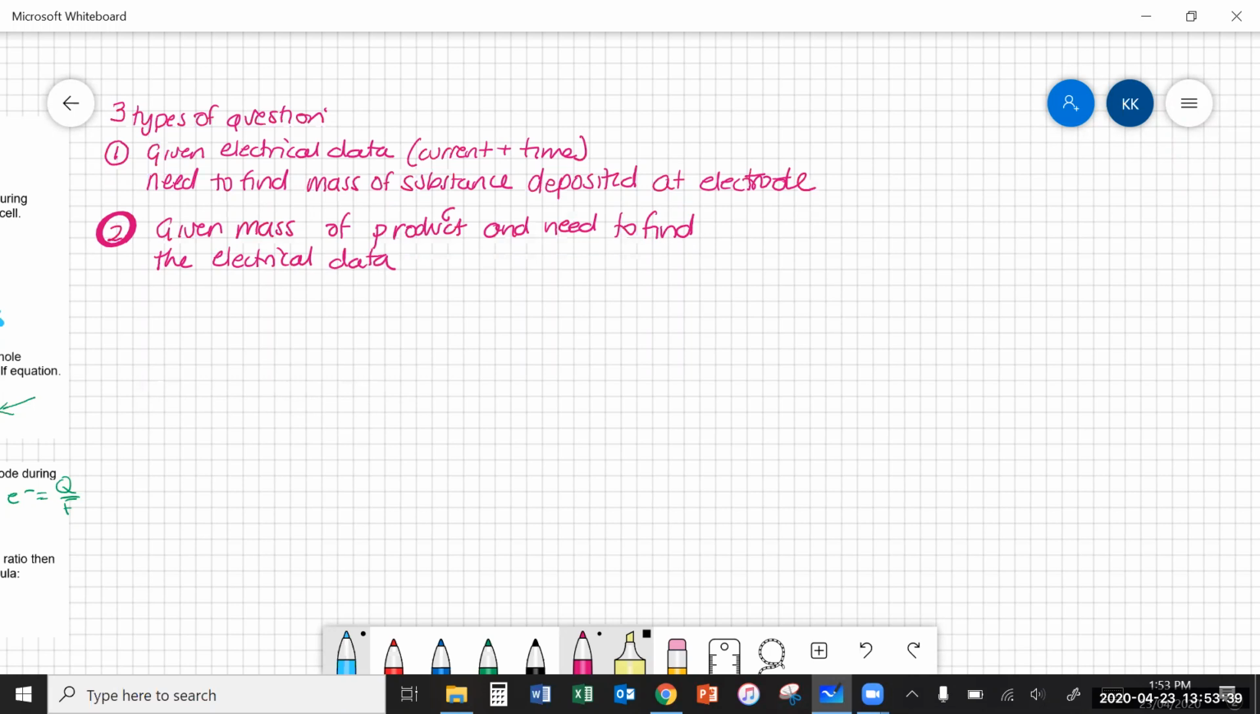And then the third type, the really nasty type of question that we can ask you, is the one where we give you the electrical data and we give you the mass of the product, and you've got to work backwards to work out the charge on an ion.